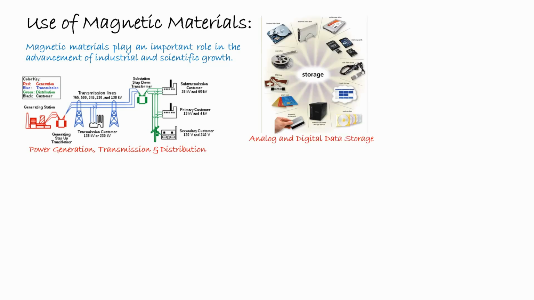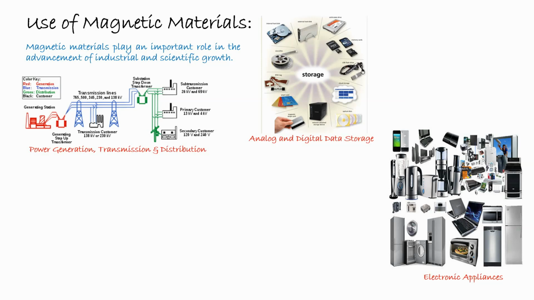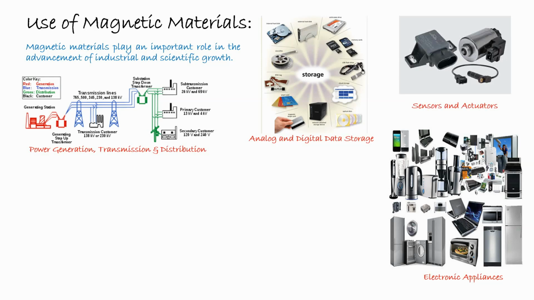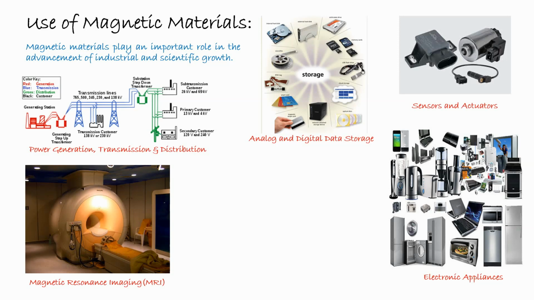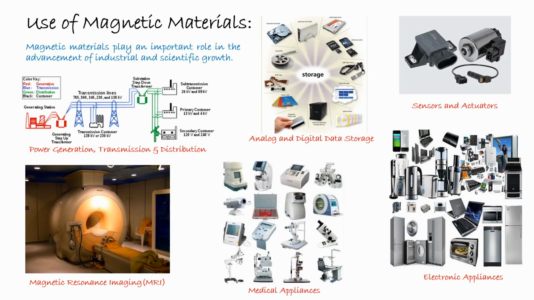The analog and digital data storage that we use in our daily lives also depends upon magnetic materials. There are various electronic appliances that we use nowadays where magnetic materials are also used. The sensors and the actuators, the MRI machines, other medical appliances, all these applications are based on the magnetic property of the material.